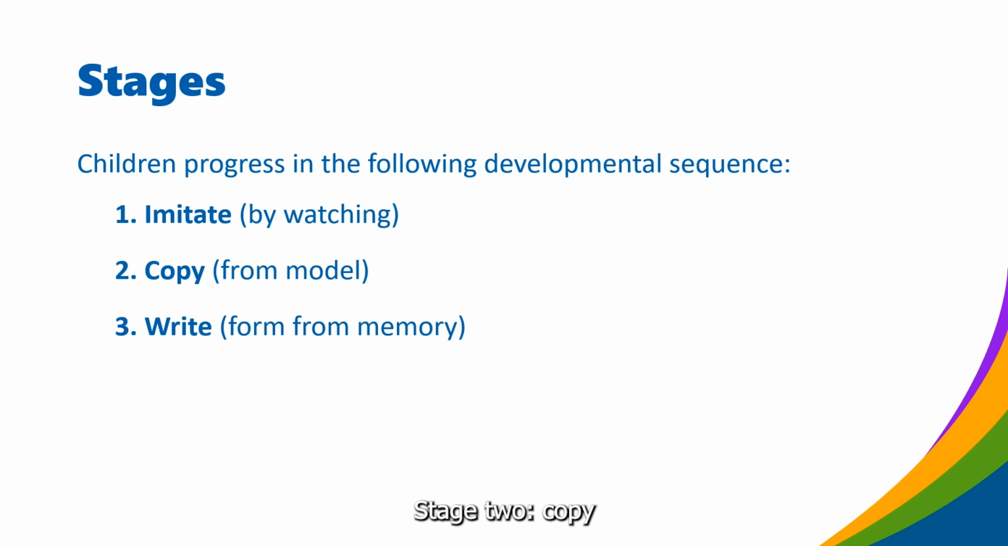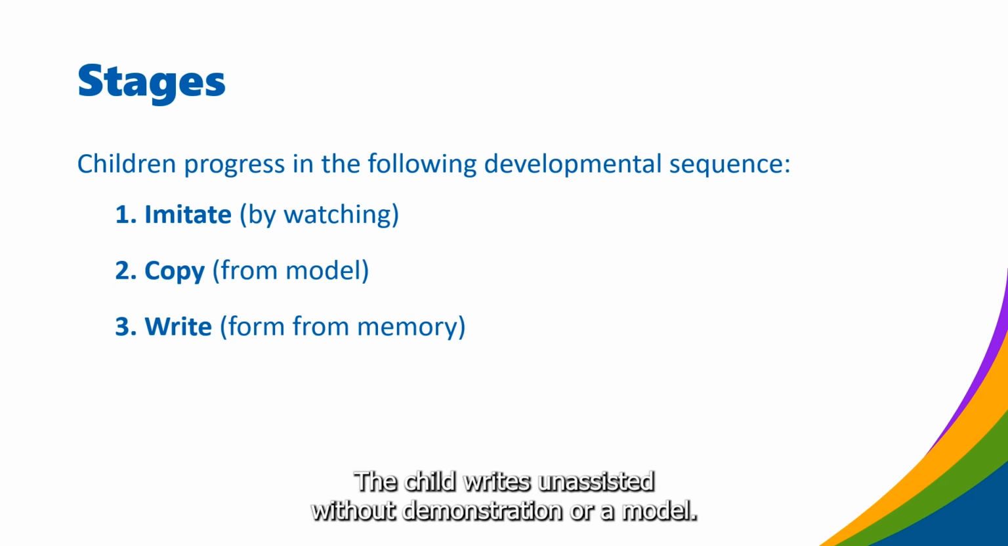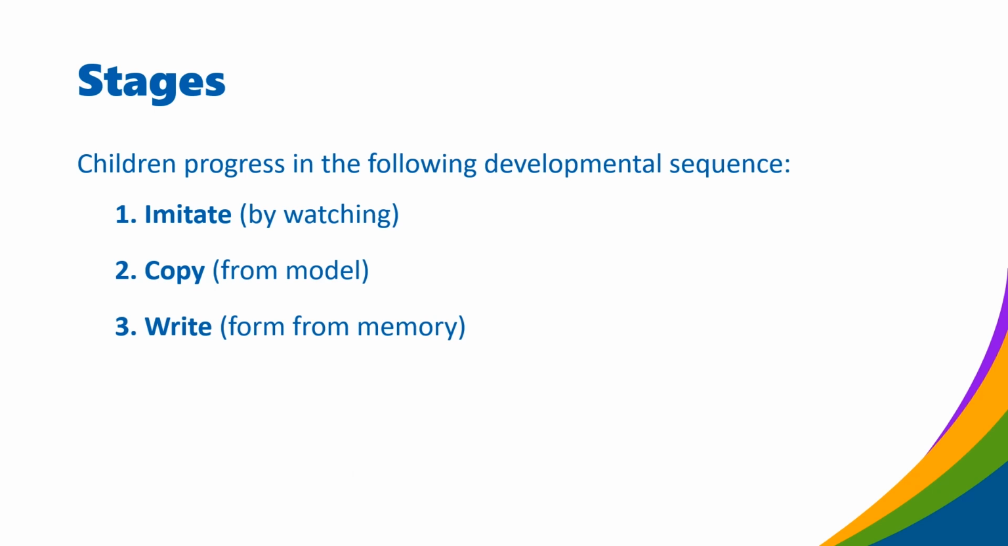Stage 2, copy. Once a child learns the motor pattern of a letter, they will be able to copy it from a model. And stage 3, write. The child writes unassisted without demonstration or a model.